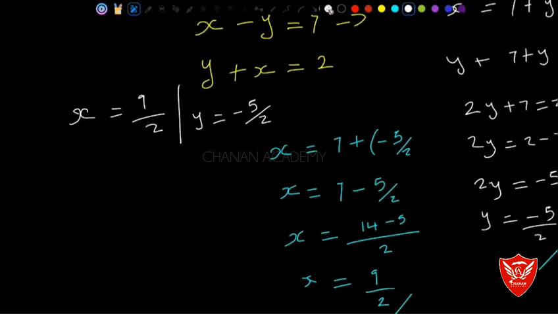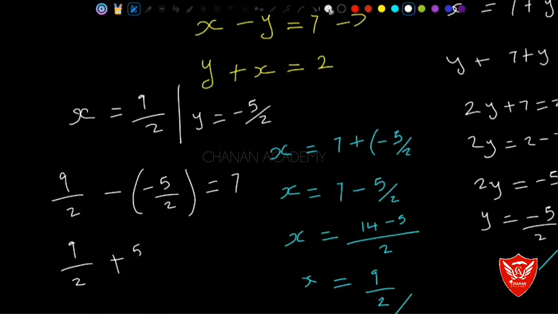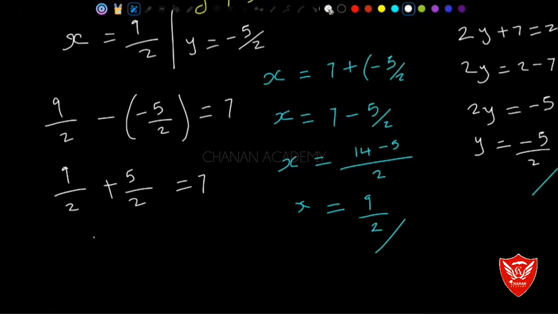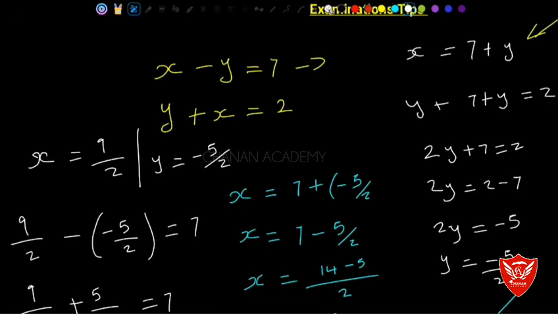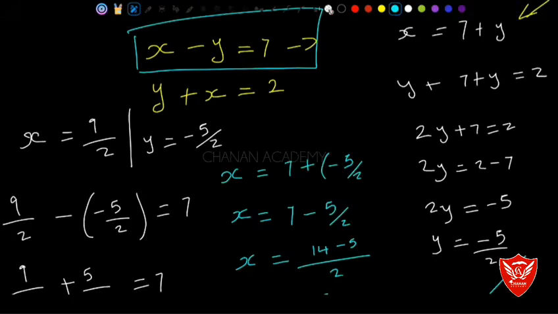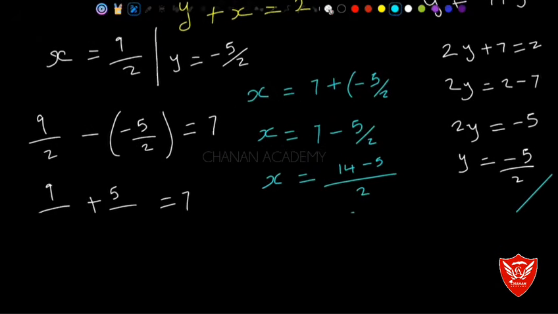So we are going to have 9 over 2 minus 5 over 2 equal to 7. So we are going to have that, that's for the equation 1, 9 over 2 plus 5 over 2 equals 7. So 9 plus 5, we have 14. 14 divided by 2 is actually 7. So the value we got for x and y satisfies the first equation. Now let's try to see if it will satisfy the second equation. The second equation says y plus x is equal to 2.